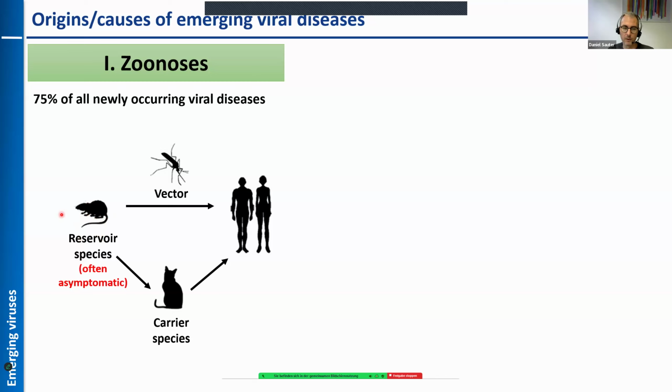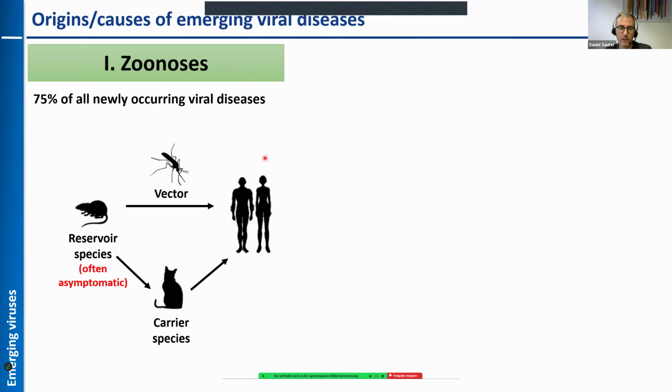This can happen via different routes, either directly or indirectly via vector species. We will talk about this in more detail later. Or it can be indirect. So let's say there's a wild animal like a rodent or monkey that humans usually don't get in touch with. But humans may have more contact with pets or poultry, for example. So these species may serve as so-called carrier species. So in this example here, the cat may catch the virus from a rodent, a mouse, and then the cat transmits the virus further on to humans.